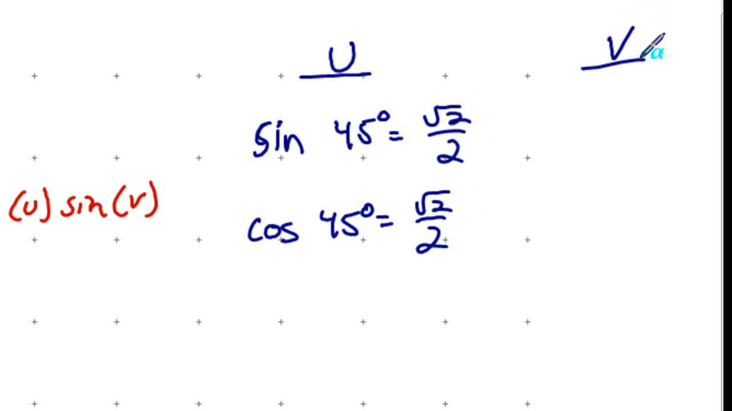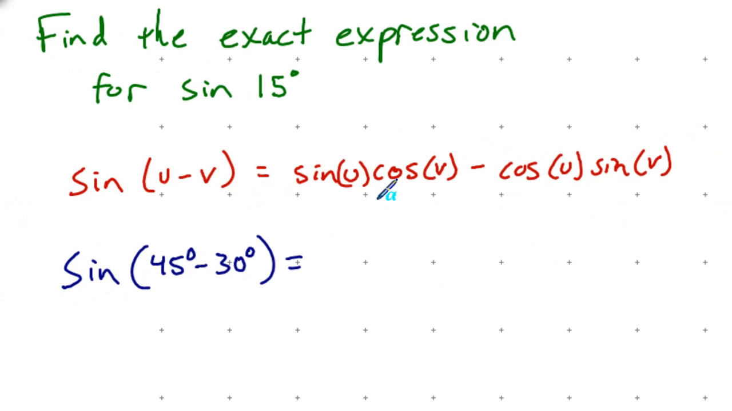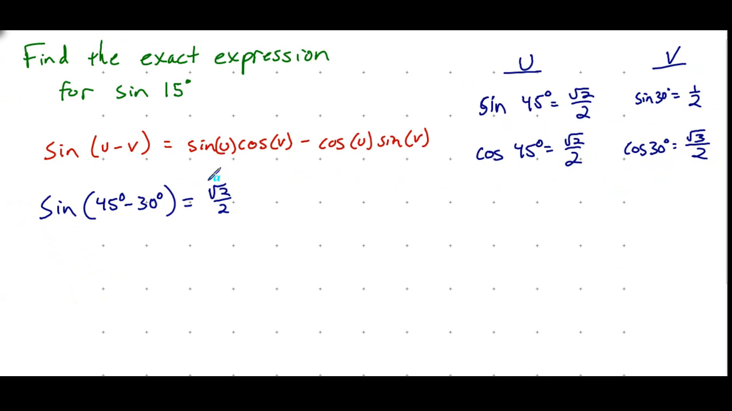For my v angle, which is 30 degrees, I need the sine of 30 degrees, which we know is 1/2, and the cosine of 30 degrees, which is the square root of 3 over 2. Now it's simply about plugging and chugging. My sine of u is the square root of 2 over 2, times cosine of v, the square root of 3 over 2, subtracted from my cosine of u, the square root of 2 over 2, times my sine of v, which is 1/2.